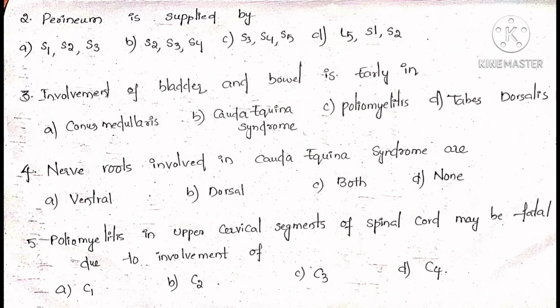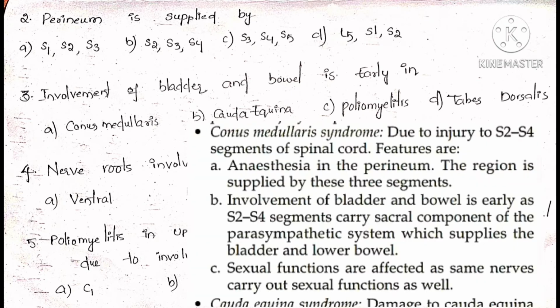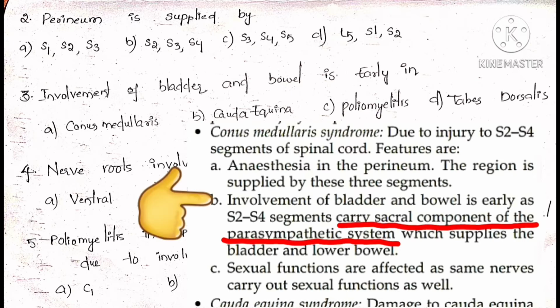Next, coming to third question, involvement of bladder and bowel is early in which disease of the spinal cord? Coming to the answer, option A is the correct answer. The reason is, in case of Conus medullaris, S2, S3, S4 segments are injured. We know that these segments carry the sacral component of parasympathetic system to lower bowel and bladder. So, involvement of bladder and bowel is early in Conus medullaris.